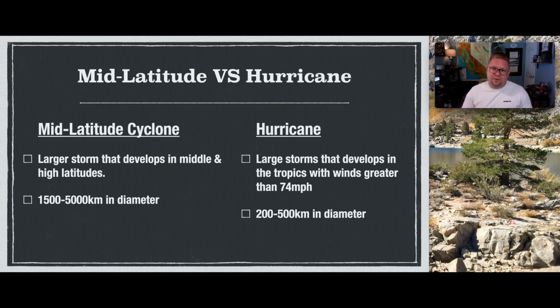Another big difference is that mid-latitude cyclones are very large, 1,500 to 5,000 kilometers in some instances, depending on the energy source and things like that. Hurricanes are significantly smaller in diameter, but don't let that fool you. Even though hurricanes are smaller, they're much more destructive and aggressive because their wind speeds can be a lot higher than that of mid-latitude cyclones.